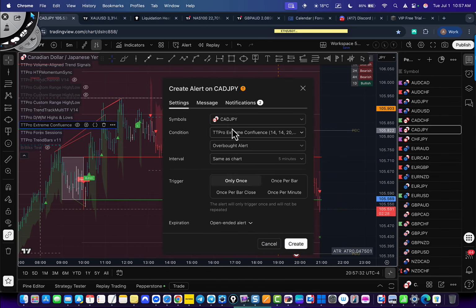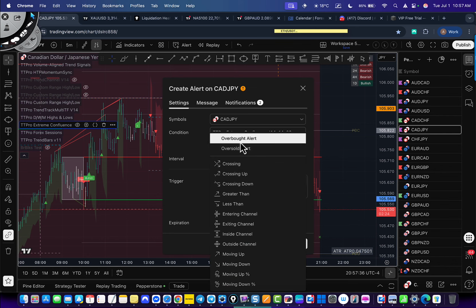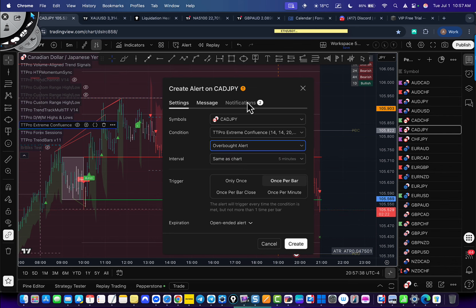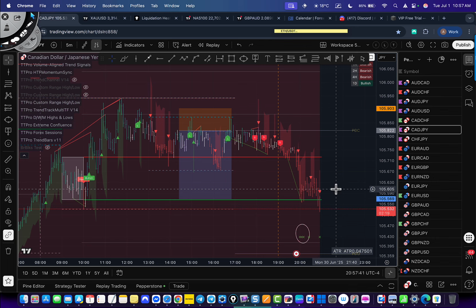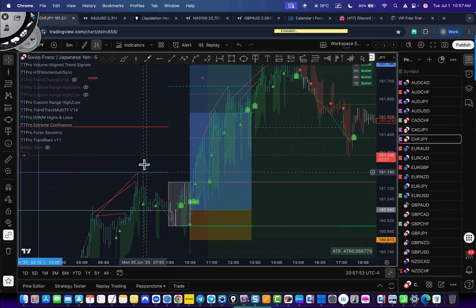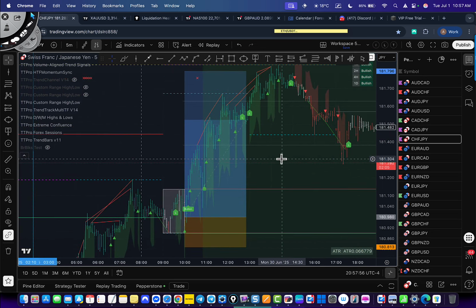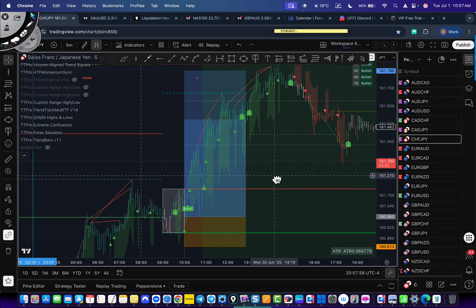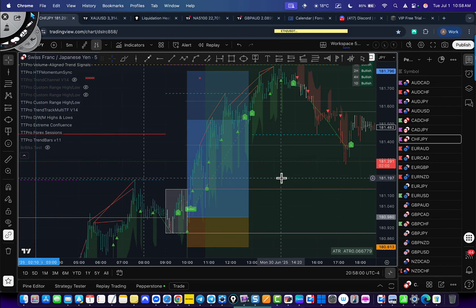Add alert. Okay, so you could set that once per bar if you like. Overbought, oversold. Okay, whichever one you want, and that'll bring you into the chart ready to close the trade. Swissy yen. We're looking for a green opportunity after the range, and again, you don't know where this is going to go, but the alerts will let you know.